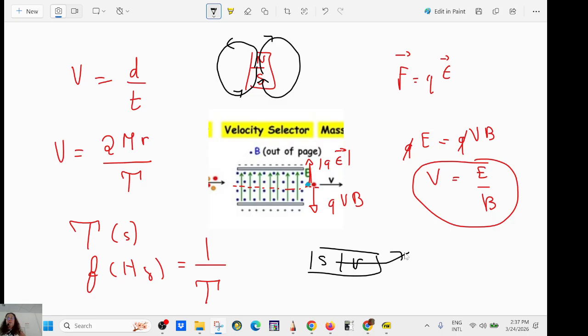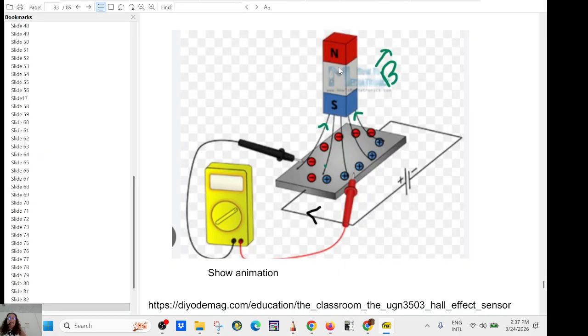Out of the north, into the south. So the magnetic field is always circling around, out of the north, into the south. So in that case, the magnetic field is going this way, the current is going that way, so the force will be there.